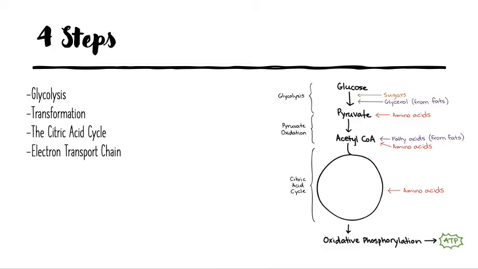Alright, so here we see that there are 4 steps that we're going to go through today. We have glycolysis, transformation, the citric acid cycle, and electron transport chain. And you can see on the right some of those steps that we're going to go through. You can see that glycolysis, the pyruvate oxidation, and that citric acid cycle going over to that oxidative phosphorylation, which we will talk about later.